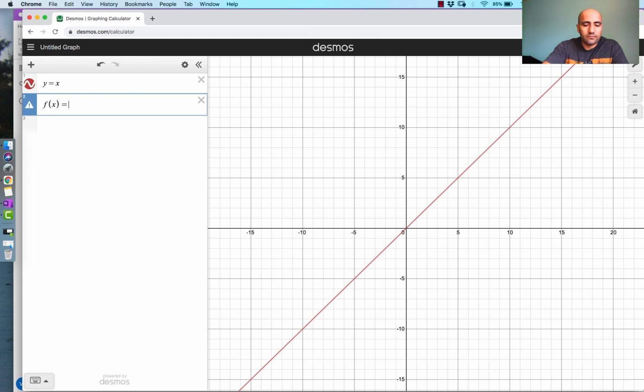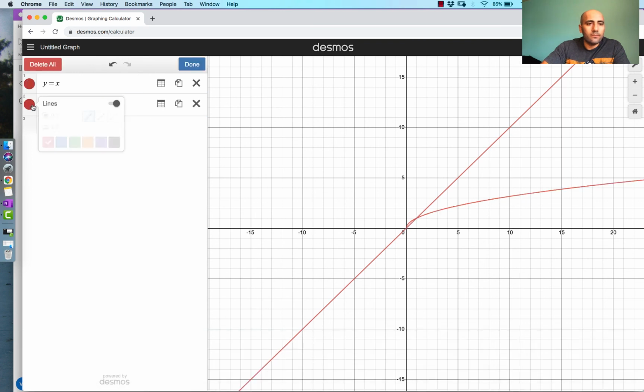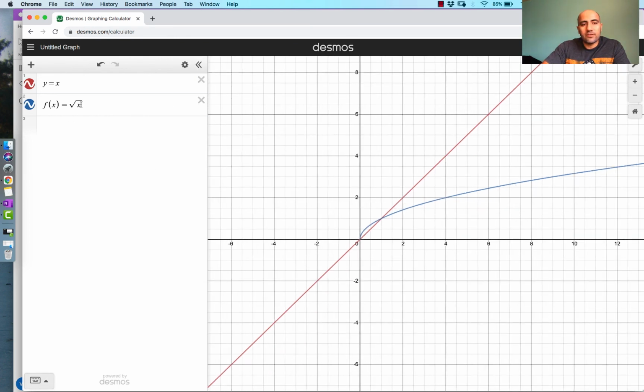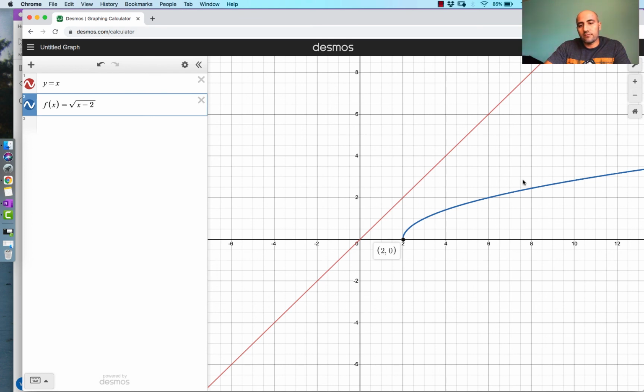equals square root of x. Let's put it in blue. Okay, so here is the square root of x function, but then it's been shifted over to the right by 2 units. So let me shift it that way. So then the starting point here, oops, 2 units. So then the starting point there is 2, 0.